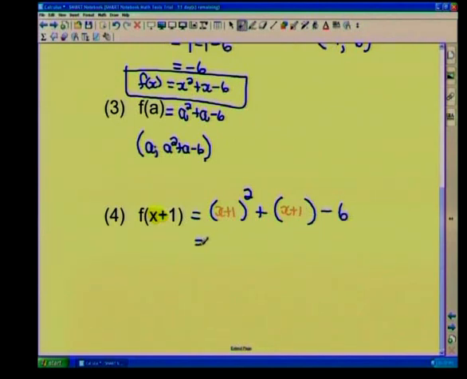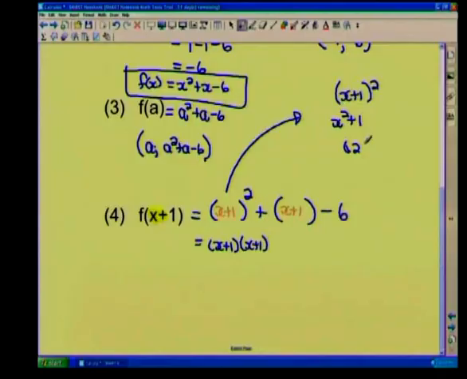Right, so now I'm telling you I have to square x plus 1. Well, we know that that means x plus 1 times x plus 1. Be very careful here. It's very easy to fall into the trap of thinking it's x squared plus 1. But that's not true, and so it's very important that you think about it.